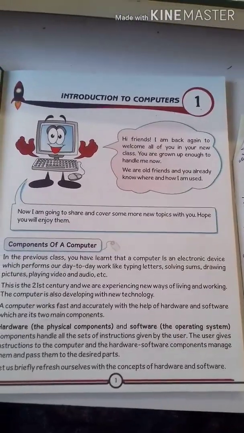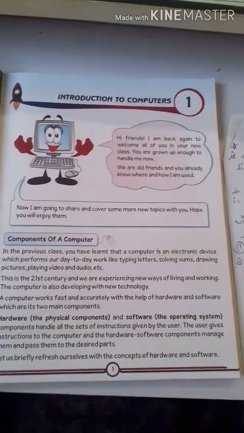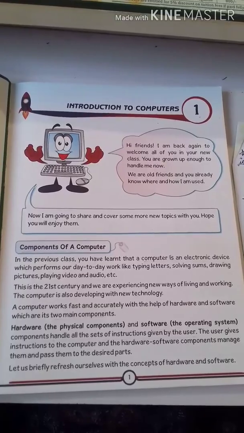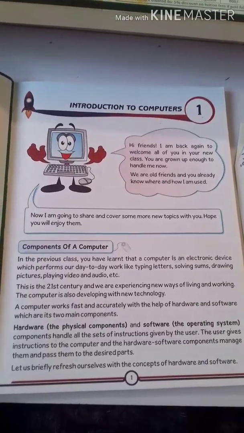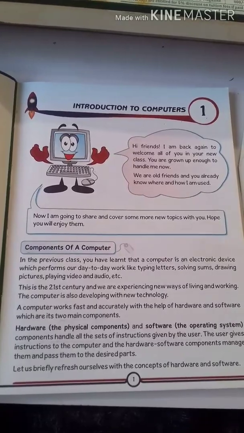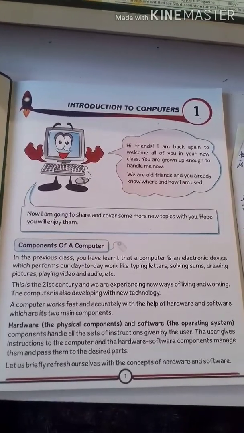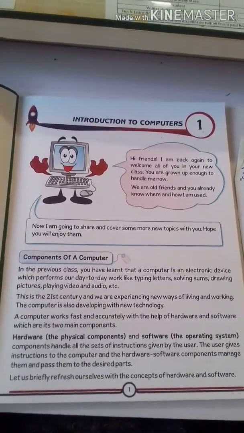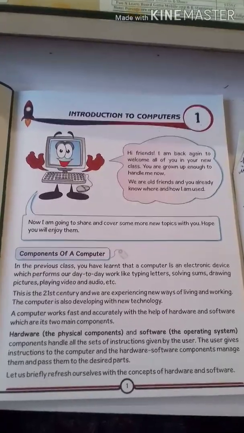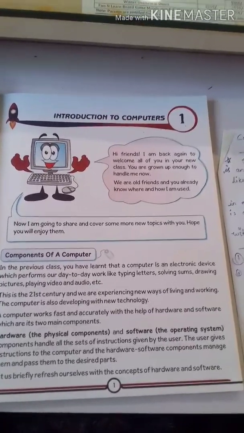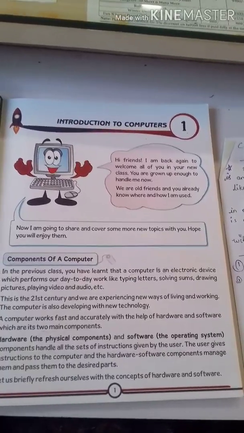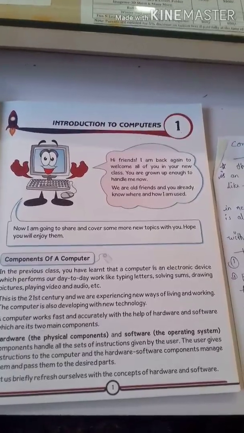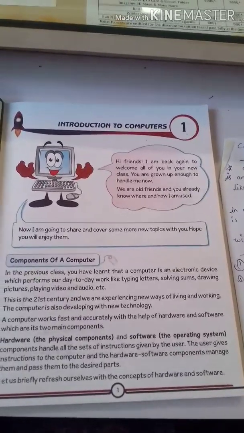There are two main components in a computer. The two main components are firstly hardware, and second software. Hardware means the physical components and software means the operating system components. Both components handle the instructions given by the user. Refresh yourself with the components of a computer, hardware and software.